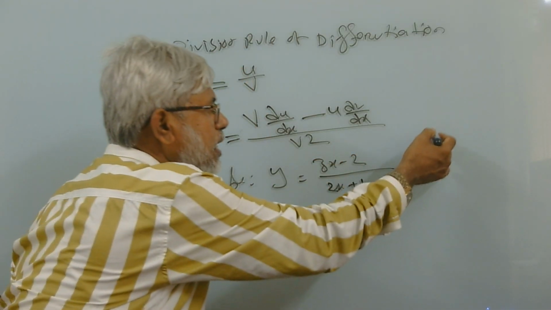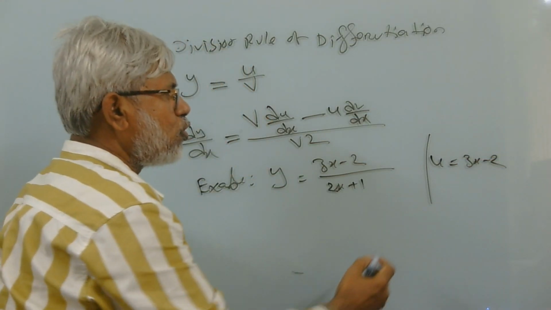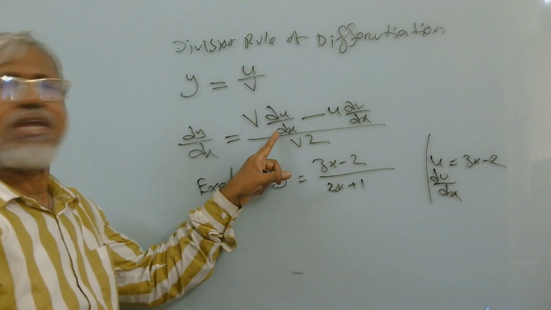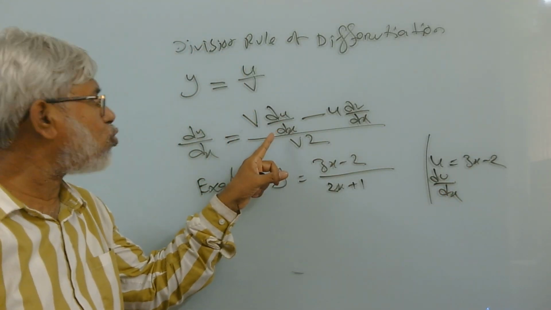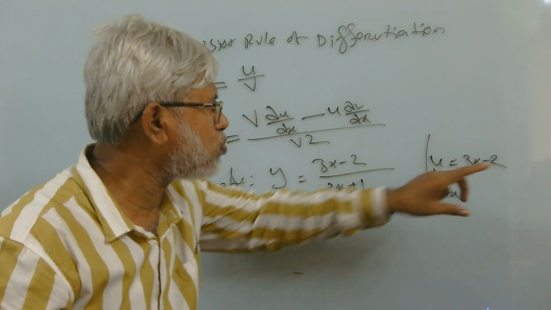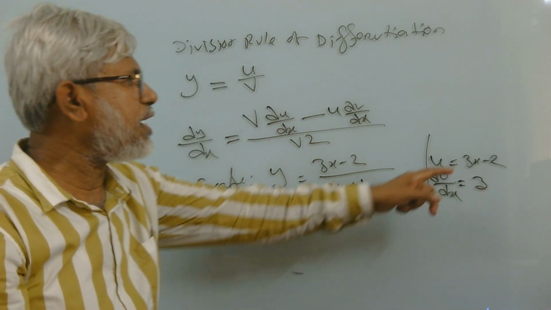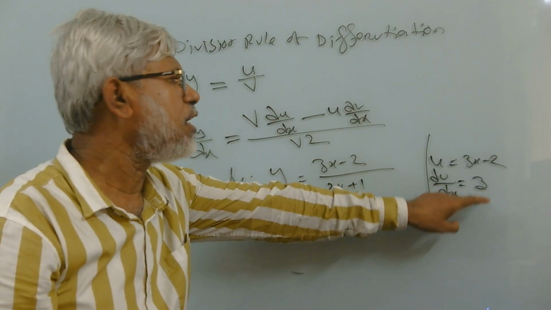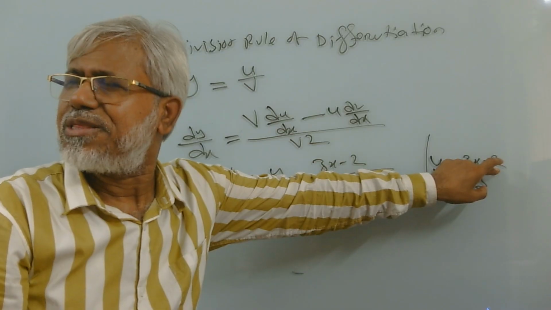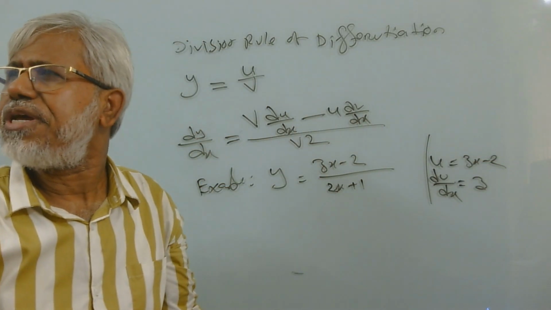So আমরা যদি এখানে লিখি u equals to 3x minus 2. Then du by dx. So we need du by dx. If this is u, so u means 3x minus 2. So du by dx equals to only 3. 3x, if we differentiate 3x, the result is 3. But 2 is a constant number. There is no any x here. So if we differentiate a constant, then the result will be 0.